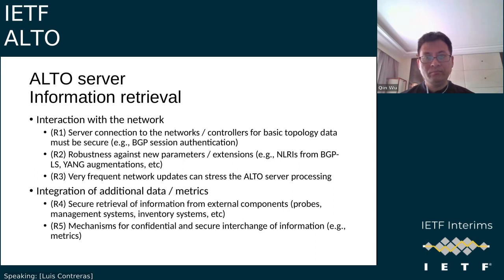A second set of risks identified is about the integration with additional data or additional metrics, or sources providing data or metrics. Risk number 4 would be the secure retrieval of information from external components, and these components could be probes, maybe for measuring performance metrics, management systems for retrieving information related to the characteristics or properties of the nodes, inventory systems if we need to collect information from the inventories, for instance, the location, etc. And the fifth one could be mechanisms for confidential and secure interchange of information, for instance, the metrics. So we need to collect this information in a secure manner in order to avoid that others can take this information and use it with malicious purposes.